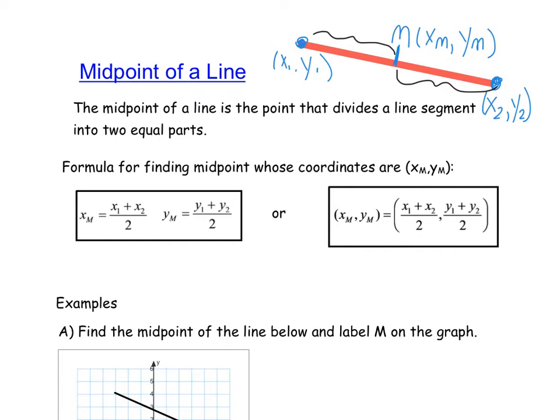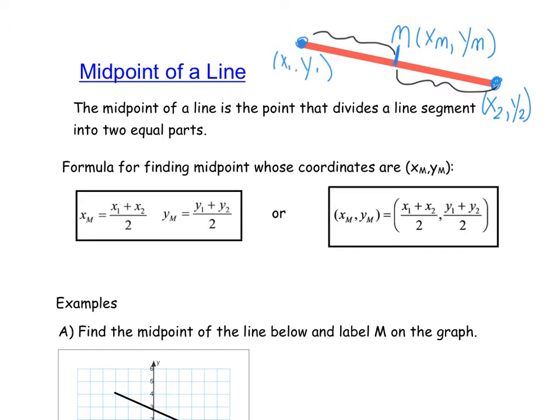The formula for finding the midpoint is expressed here. So xm represents midpoint, m for midpoint. It's the formula x1 plus x2 divided by 2. And then to find the y coordinate for the midpoint, ym, y1 plus y2 divided by 2.